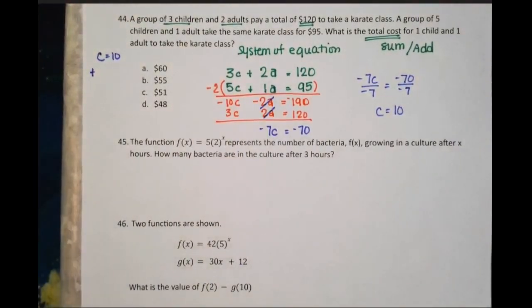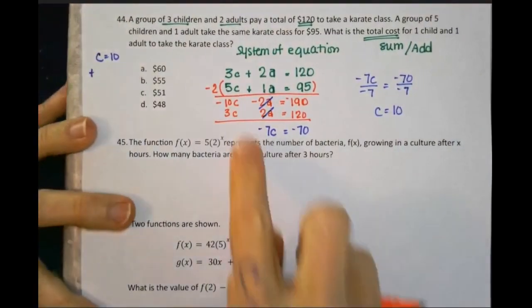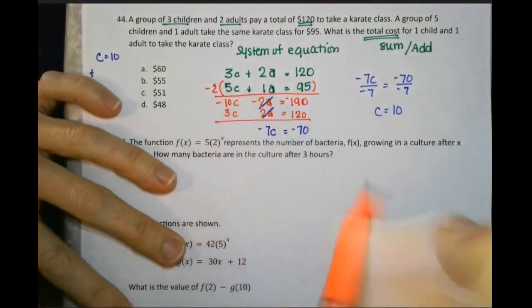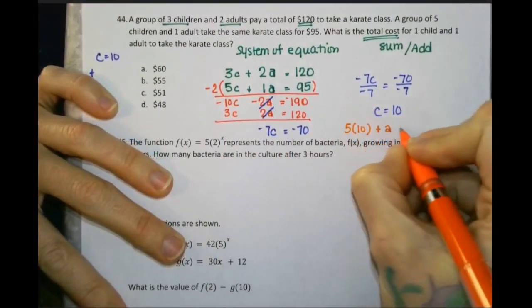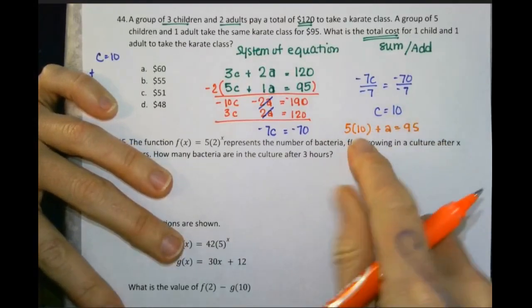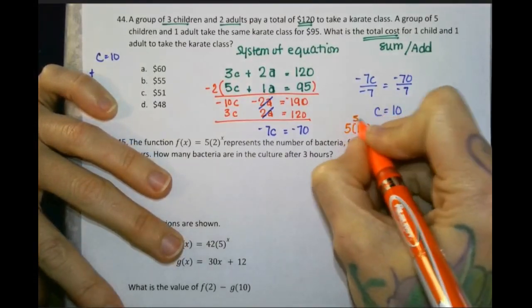We need that plus whatever adults cost. So we're going to plug that c in. You can pick whichever one you want. I like this one because it's going to be just a. So 5 times 10 plus 1a, otherwise known as a, equals 95. So that's 50 plus a equals 95.